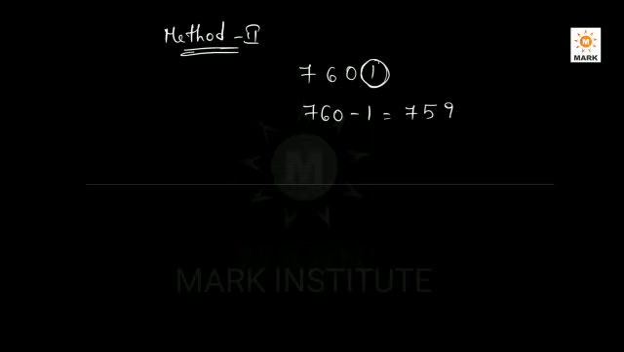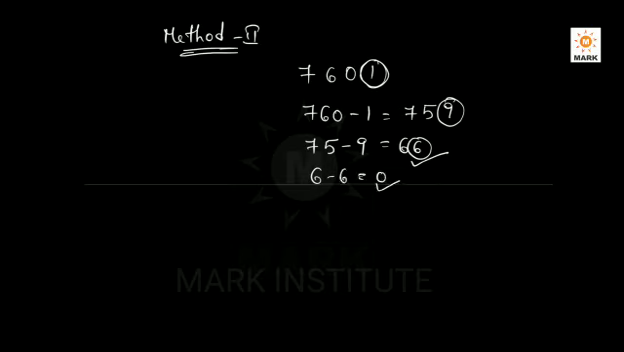Now again repeat the process. Actually 759 is divisible by 11, but we cannot identify it easily as it is a somewhat bigger number. So again take the units digit and subtract it from the remaining number: 75 minus 9 is equal to 66. Friends, I think 66 is very easy to identify as divisible by 11, right? Or else you can repeat the process again: 6 minus 6 is equal to 0, that is also okay.